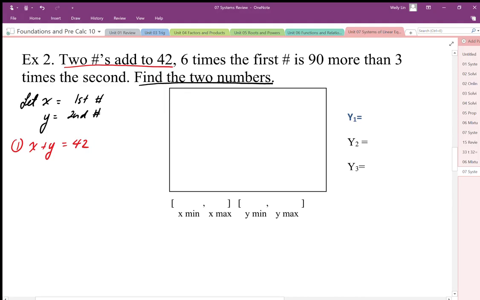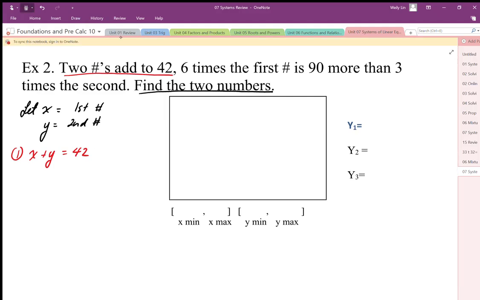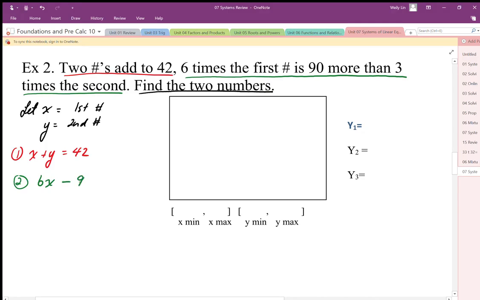Okay, and then the second part of that, 6 times the first number is 90 more than 3 times the second. That establishes our second relationship, or our second equation. So we end up with 6 times the first is 90 more than 3 times the second. So just be careful, we need to make an equation. So it's not plus 90. The 6 times x is 90 more, so to make them equal, we have to subtract 90. And that's equal to 3 times the second.